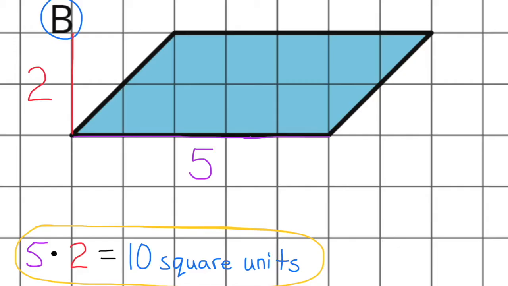For figure B, you can find the area without rearranging it. Just find the height, which would be at a 90-degree angle compared to the base. And again, we have the base of 5 and a height of 2, and 5 times 2 is 10, so the area would be 10 square units.